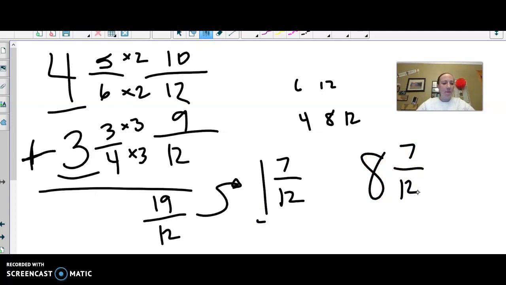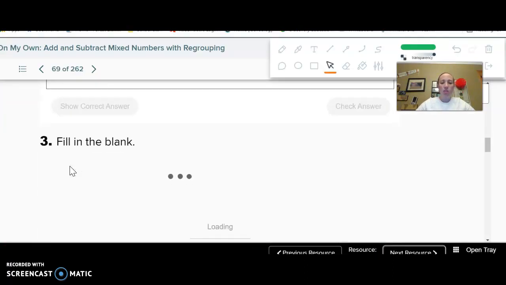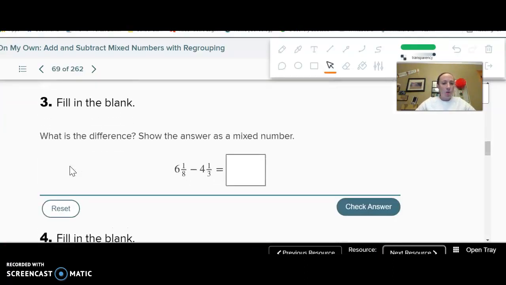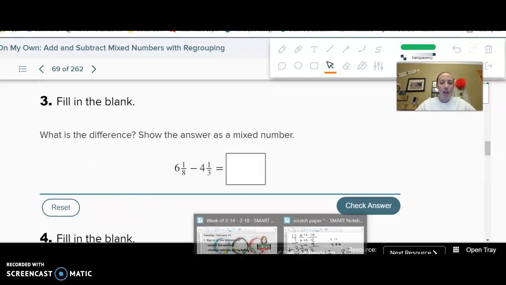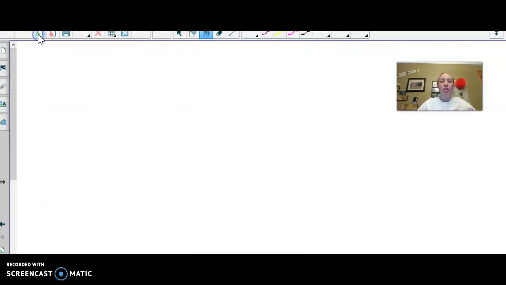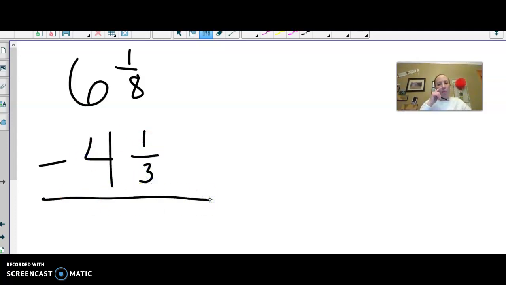All right, one more. This one will be another subtracting one. What is the difference? 6 1/8 minus 4 1/3. Go for it. All right, hope you got it. Again, you can tell right away if you think about the size of the fractions that if I'm taking an eighth and subtracting a third, a third is definitely bigger than an eighth. So I know right off the bat that I'm going to have to borrow.